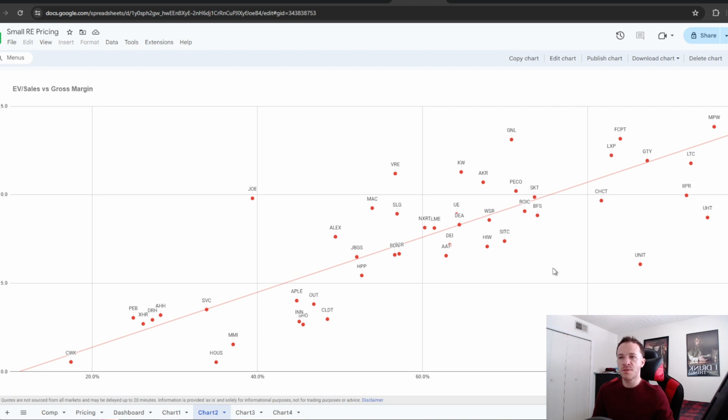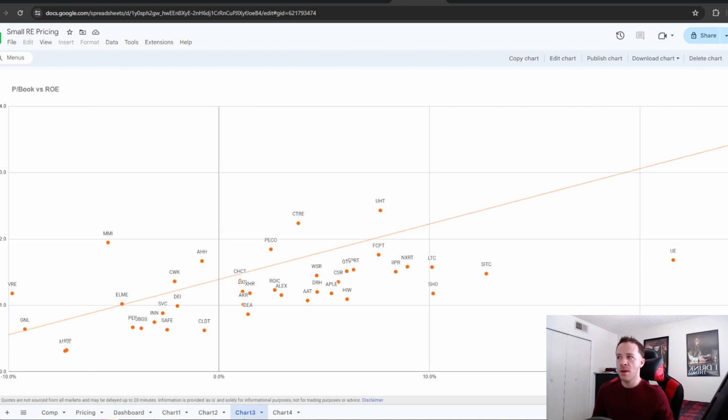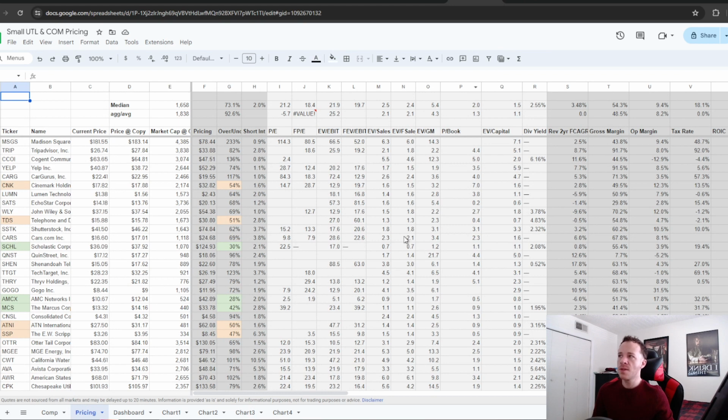Then there's EV to sales versus gross margins, which has a much stronger positive relationship for this one in particular. And last but not least, for this one, we end up using price to book versus return on equity, which has a pretty positive relationship as well. Then the next sector grouping that we end up using is the utilities and the communication sector.